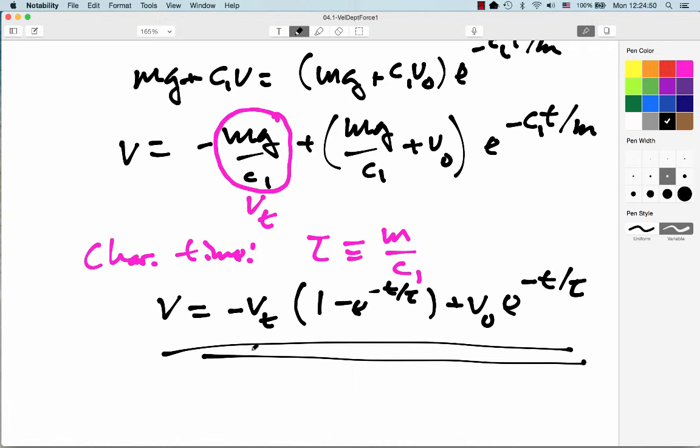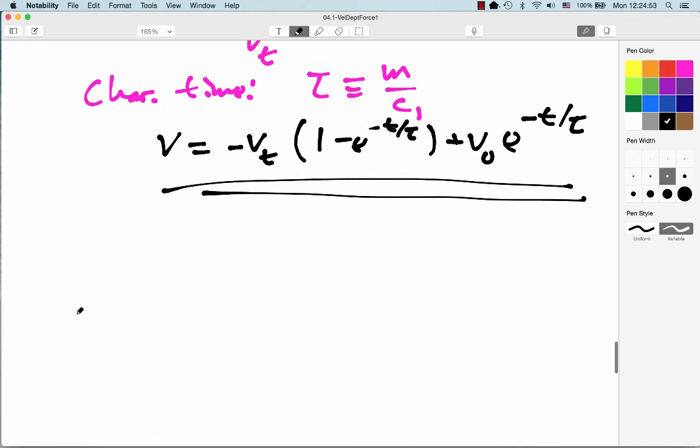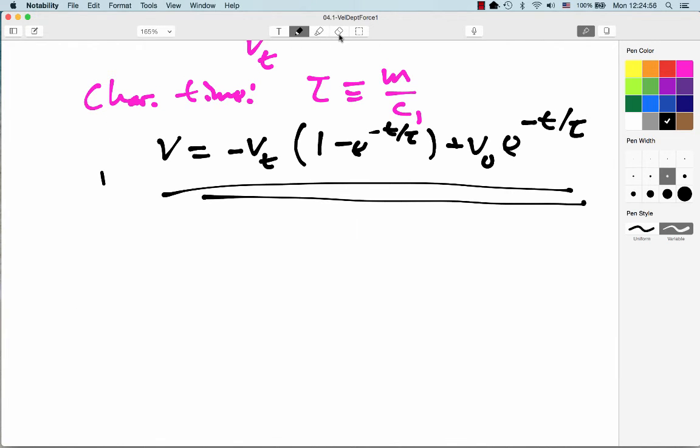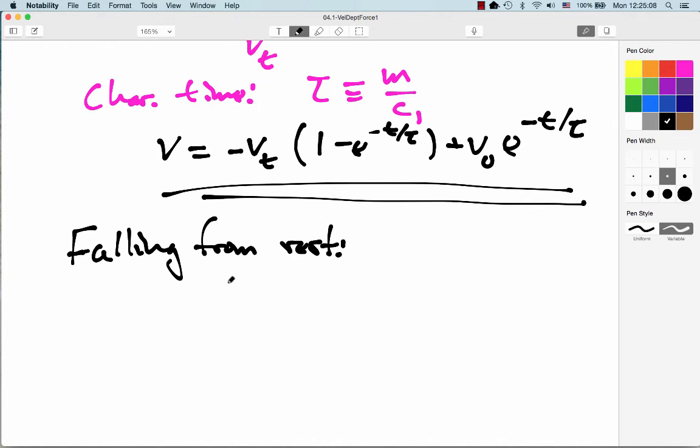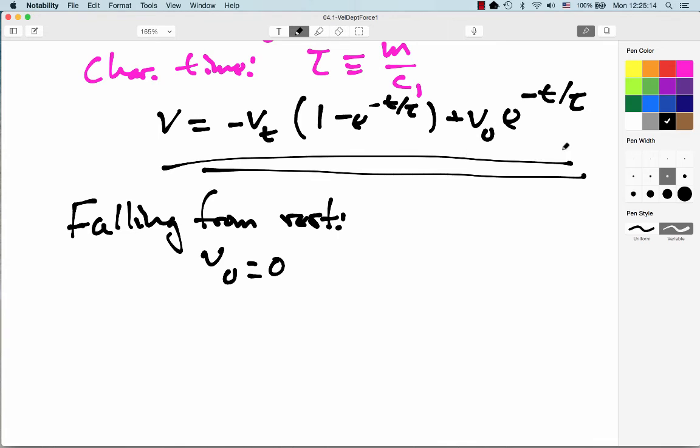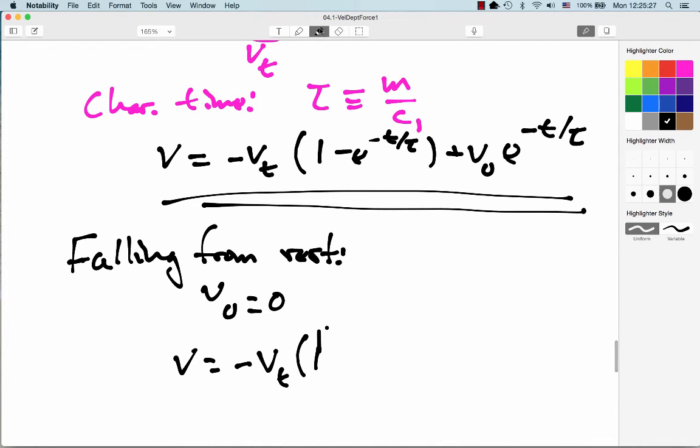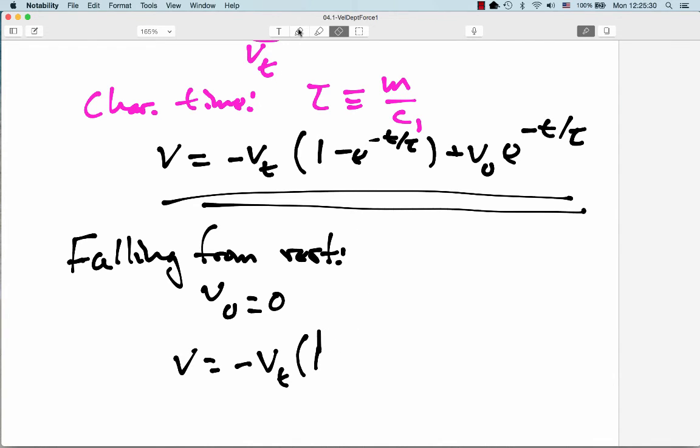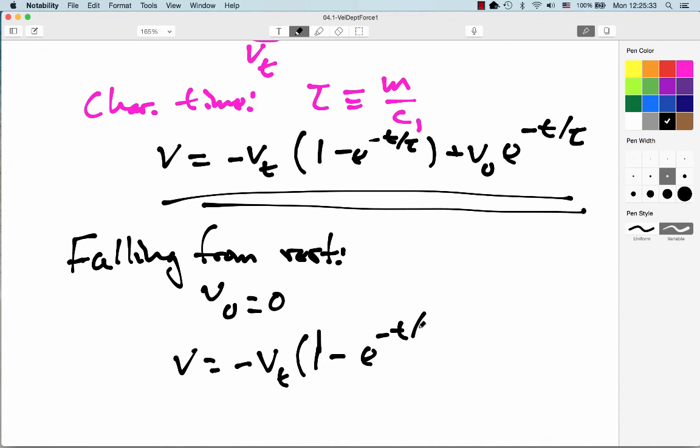So as an example, if we do the classic intro physics drop a rock kind of thing, we would be looking at falling from rest. That would correspond to our initial velocity being 0. So if our initial velocity is 0, that whole right-hand term goes away, and we get something that looks maybe a little more familiar to us. v equals minus terminal velocity times 1 minus e to the minus t over tau.